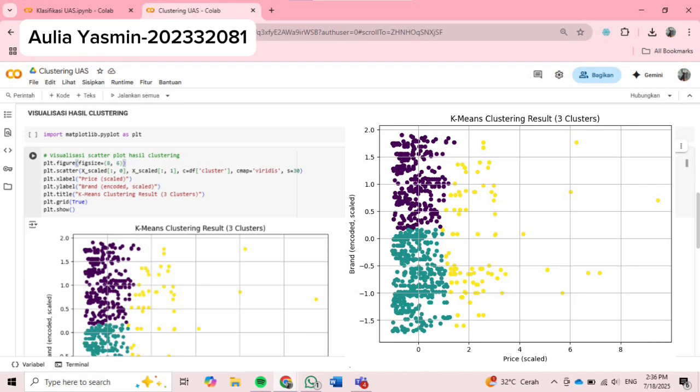Once the clustering was complete, I used a 2D scatter plot to visualize the result. Each point represents a product plotted using scaled price and brand encoded value, and colored according to its cluster label: 0, 1, or 2. The plot makes it easy to see whether there are natural groupings in the data. For example, whether products from high-end brands group together or whether cheaper products form a distinct cluster. This helps identify product positioning in the market and brand segmentation.